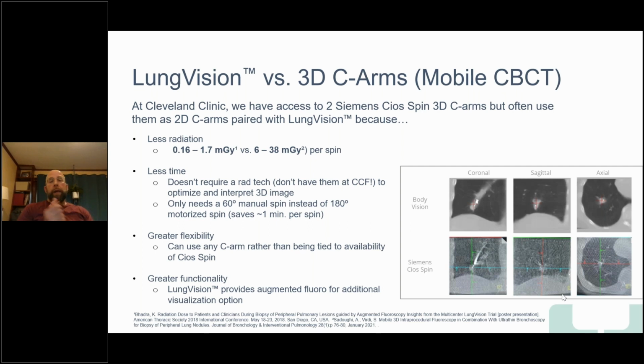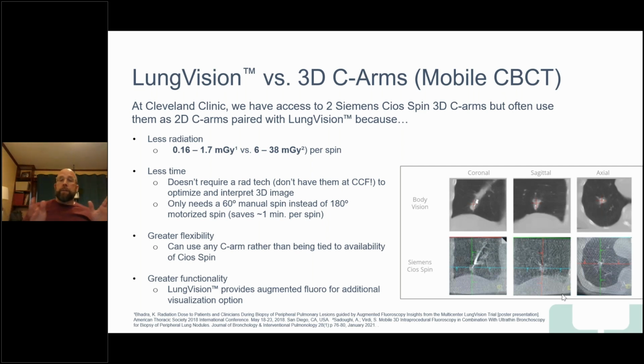Now, we do have the SIOS, which I think is a fantastic device. One of the things the SIOS can do is a spin and basically give you a low grade cone beam light, as some of us call it. So the image is good, but it's not as good as what you get in the cone beam. It also takes a lot longer to do that spin than it would with the cone beam. But when you've got the Siemens, you can also use it purely as a two-dimensional C-arm. And that's what we do in a lot of these cases.